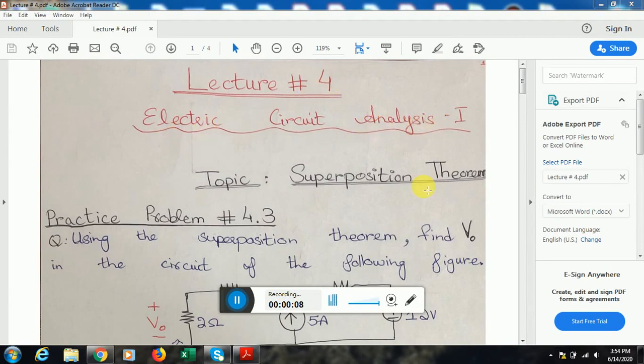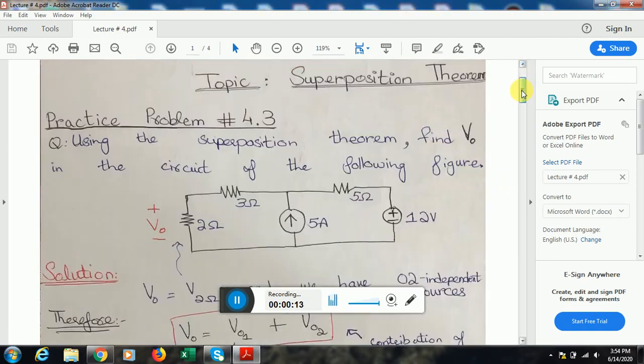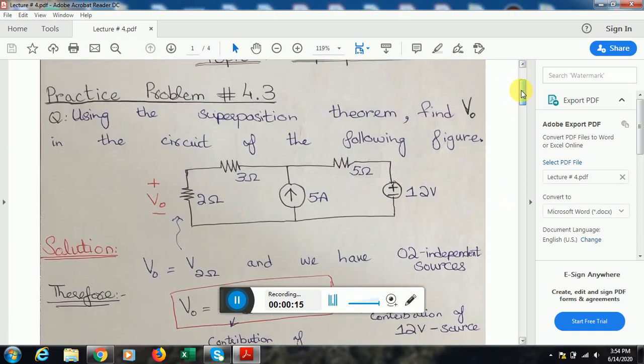The topic of my lecture today is superposition theorem. If you recall, superposition theorem states that when we have to deal with more than one independent source in our circuit, we turn on one independent source at a time and find the effect or the contribution of that source on the unknown parameter. One by one, this is how we turn on the independent sources. At a time only one independent source is on, however the rest of the independent sources are off. This is how superposition theorem works.